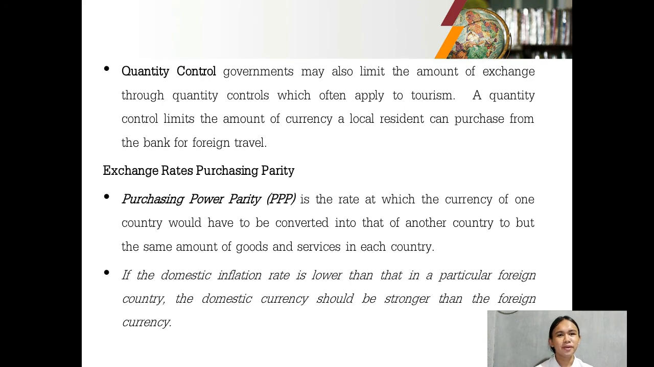Quantity control. Government may also limit the amount of exchange through quantity controls, which often apply to tourism. A quantity control limits the amount of currency a local resident can purchase from the bank for foreign travel. The quantity control is an important aspect in the relationship with the supplier to ensure that all contractual obligations have been met, and to prevent any possible disputes. A verification by an independent third party can save a lot of trouble in the long run.